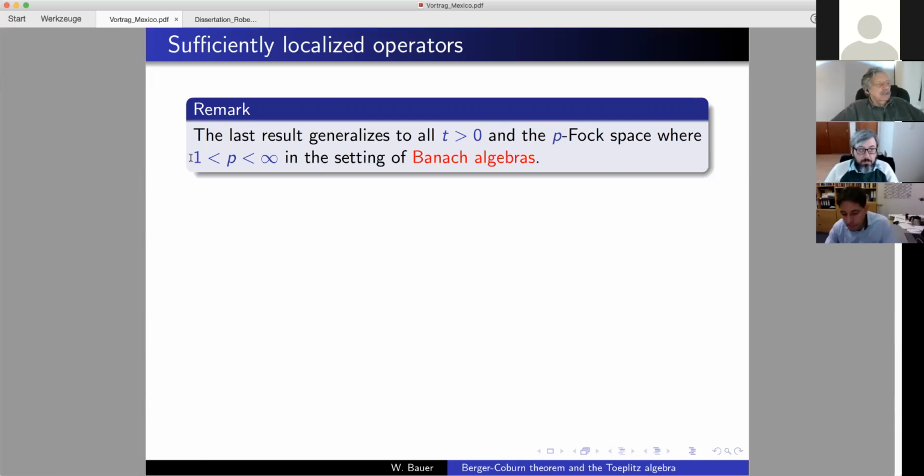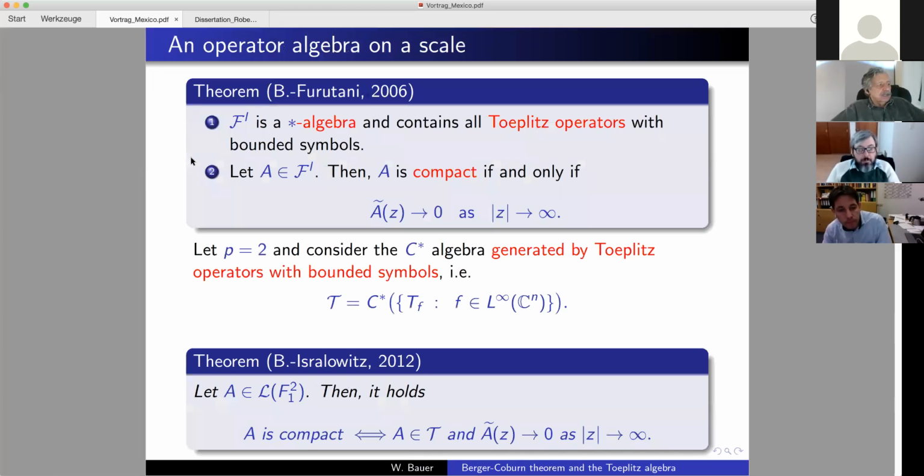Sorry, one question again. Yes. As far as I remember, Suárez proved that there might be cases when the Berezin transform vanishes at the boundary, but the operator does not belong to the Toeplitz algebra, and so it is not compact.